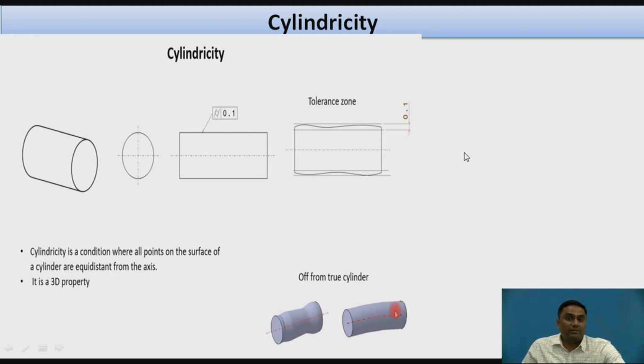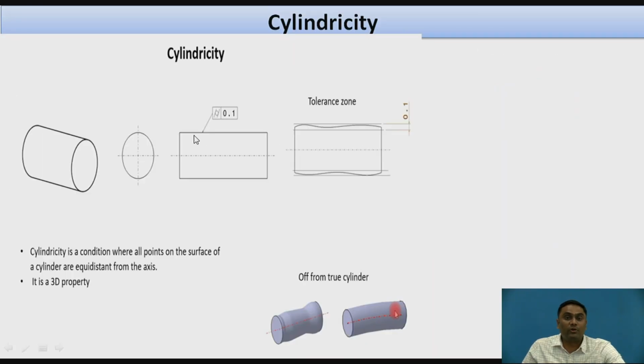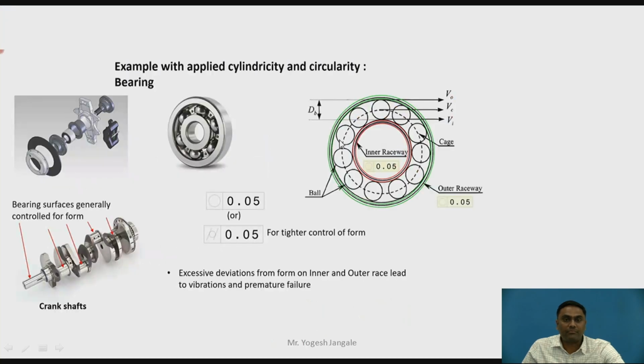Next is cylindricity. As we discussed circularity, there is one more geometrical term, cylindricity, considered over here. It is measured along the whole length. In circularity, it should be circular at that section only, but in cylindricity it should be circular and cylindrical both throughout the length. These are examples of cylindricity and circularity. You can see bearings generally use these circularity and cylindricity profiles. Crankshafts, wherever circular profiles are there, can be maintained with the help of circularity and cylindricity symbols.